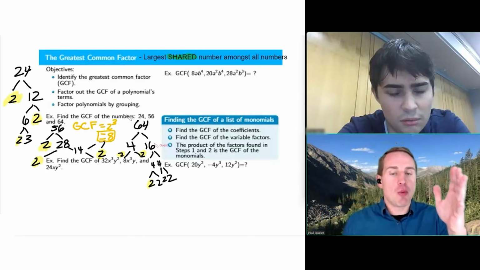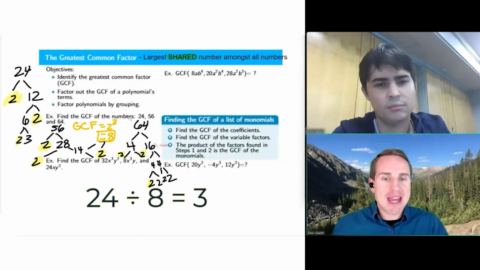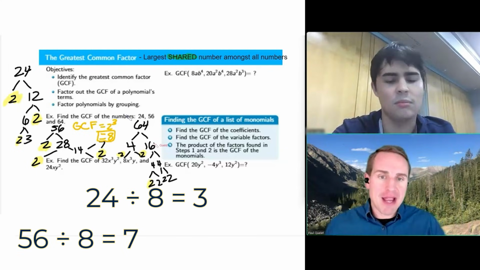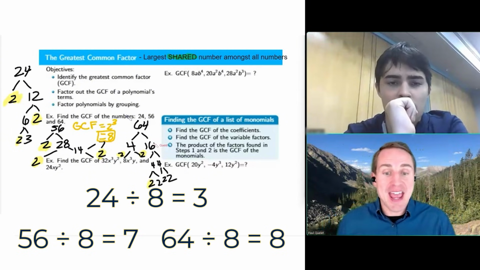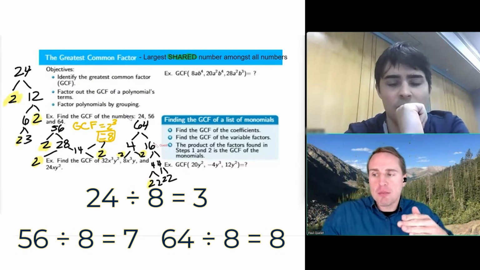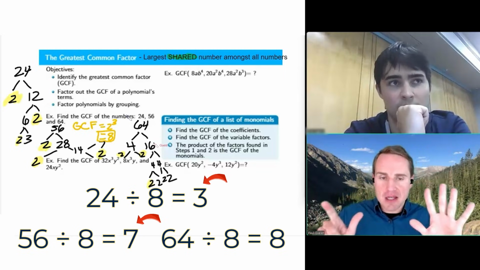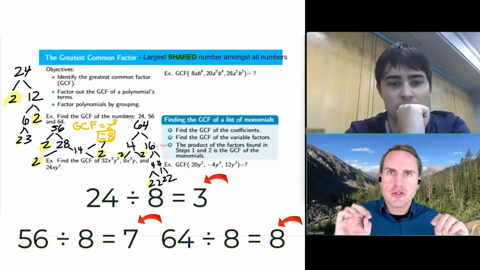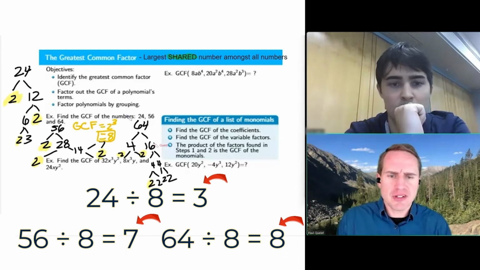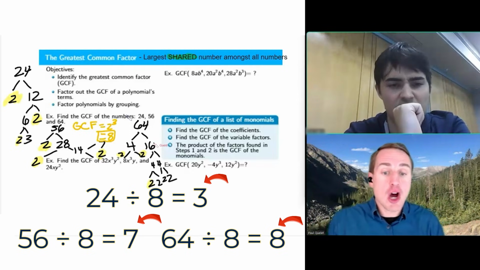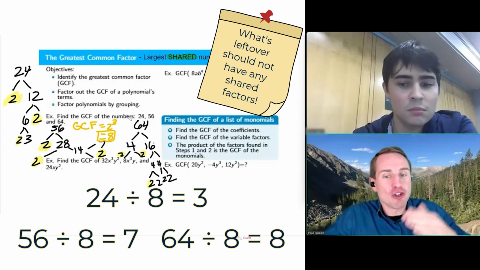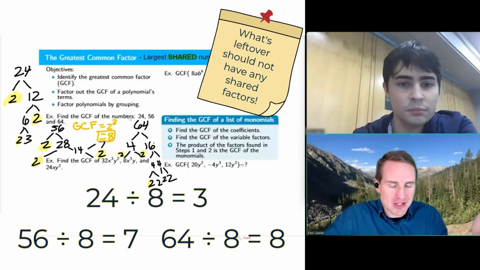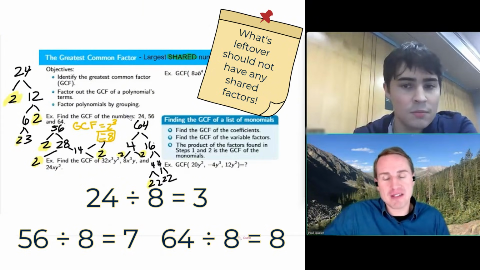And let's think about how we know this. 24 divided by 8 is 3. 56 divided by 8 is 7. 64 divided by 8 is 8. But do the numbers 3, 7, and 8 have any common factors amongst each other? No. So the reason I bring that to your attention is what's left over should not have any shared factors. That's how you know you found the greatest common factor.